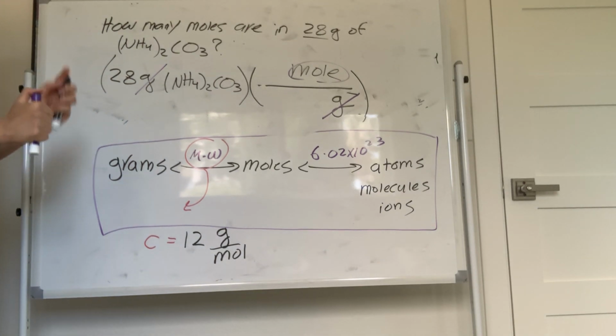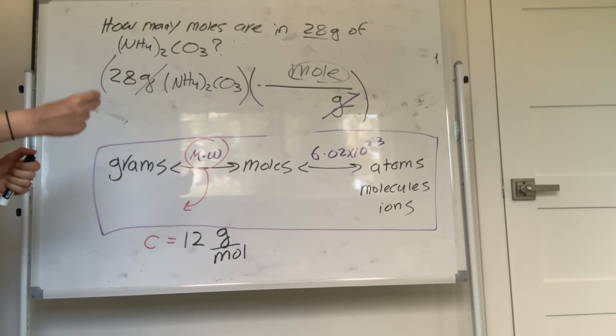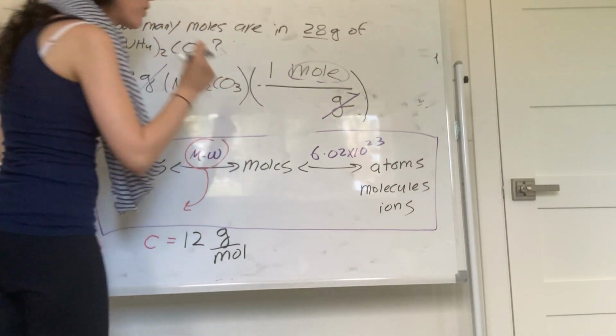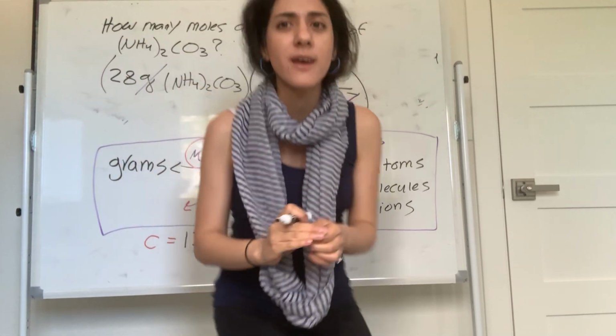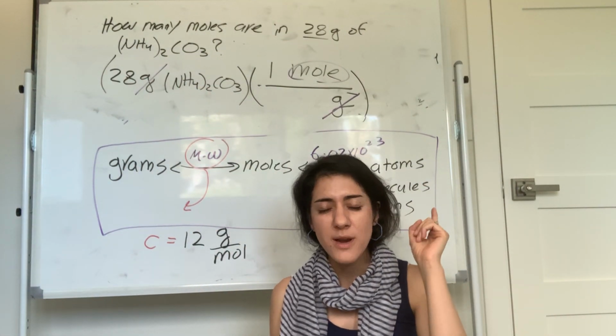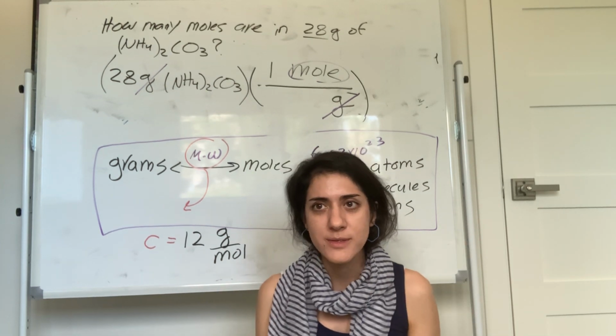Now, how do I go from grams to moles? I use molecular weight. And we said molecular weight is for 1 mole. Molecular weight is always for 1 mole. This is really, really key. Avogadro's number is always for 1 mole. Molecular weight is always for 1 mole. I know I keep repeating myself. You'll see why. Remember those things.